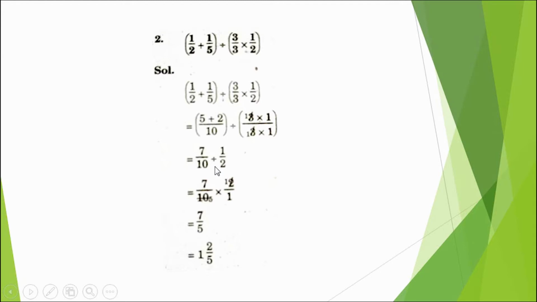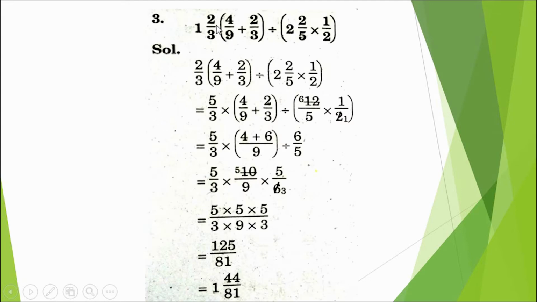Now 7 over 10 dividing by 1 over 2. Now we convert this divide into multiply. Now denominator becomes numerator, 2 1s are 2, 2 5s are 10. Now 7 1s are 7, 5 1s are 5. When we divide 7 by 5, answer will be 1 and 2 over 5.